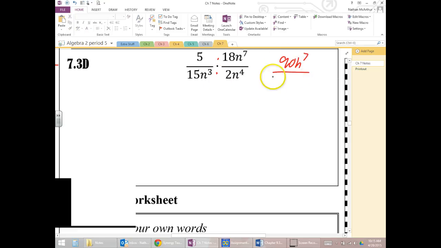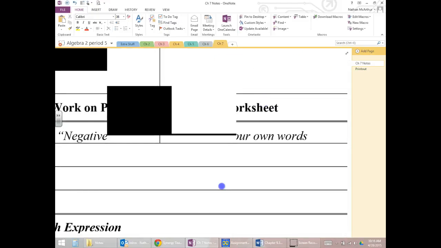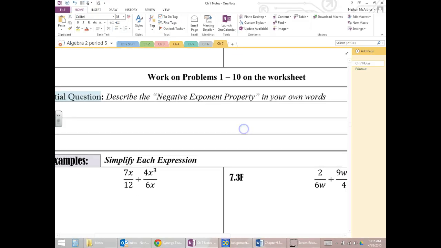On bottom, 15 times 2 is 30. N to the 7th. Do you see that? N to the 7th and n to the 7th go away. The zeros go away. 9 divided by 3 is 3. So simplifying first is easier in some instances, but that one, it seemed easier just to multiply it straight across before you simplify. So go ahead and work on problems 1 through 10 on the worksheet.